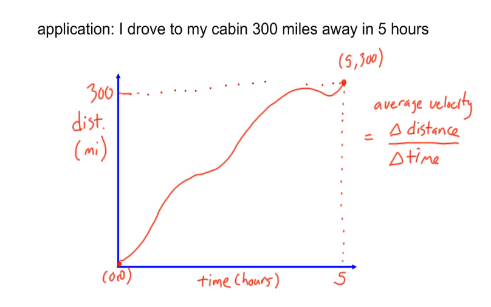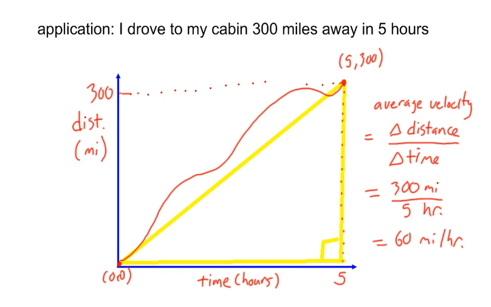And if I want to measure the average velocity, most people just do this in their head, but technically it's a measurement of the change in distance over the change in time. So in our situation, we would take 300, which in our case would be miles, divided by the time, which is 5 hours, which gives us 60 miles per hour.